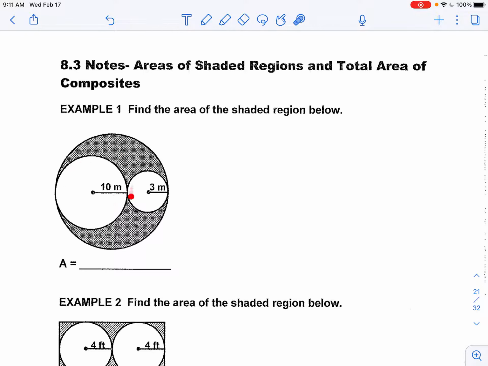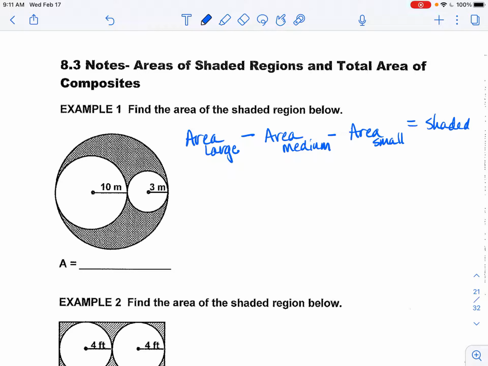All right, so here's what we're going to do. We're going to find the area of the large, and we're going to subtract the area of the medium and the area of the small, and that will give me the shaded. The area of the large, well, I have no idea, but let's start putting some numbers on here.